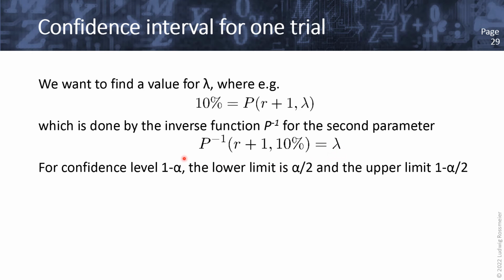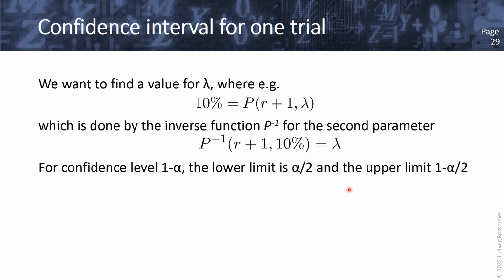For a confidence level which is not 80%, but in general 1 minus alpha, the lower limit is alpha half and the upper limit is 1 minus alpha half. So for example, if we talk about a 60% confidence level, alpha is 40% and the lower limit is 20% and the upper limit is 80%.